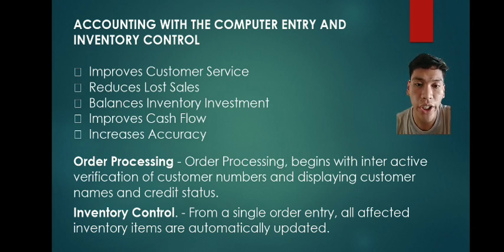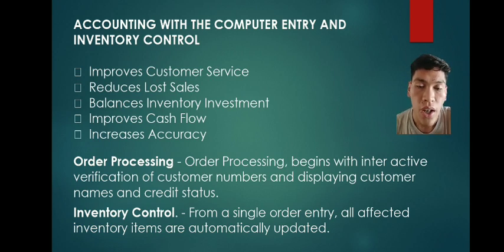First is order processing. Order processing begins with interactive verification of customer numbers and displaying customer names and credit status. From a single entry, the system automatically generates picking tickets, updates inventory, credits the proper salesperson, produces an invoice, and logs back orders when necessary.